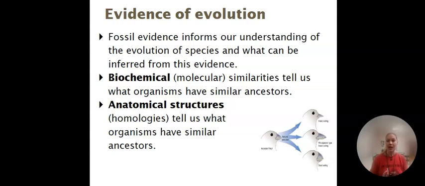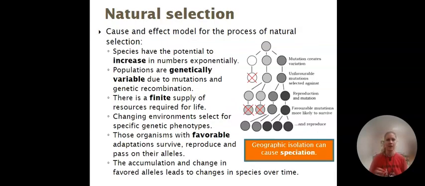We can also use anatomical structures, or anatomy, to tell us if organisms share common ancestors or not. You have homologous structures, and you also have analogous structures that can tell us whether they share ancestry or not. Homologous means that they do share a common ancestor. Analogous structures do not share a common ancestor.